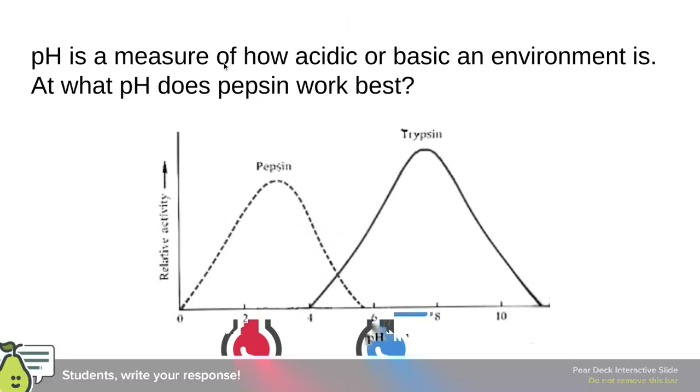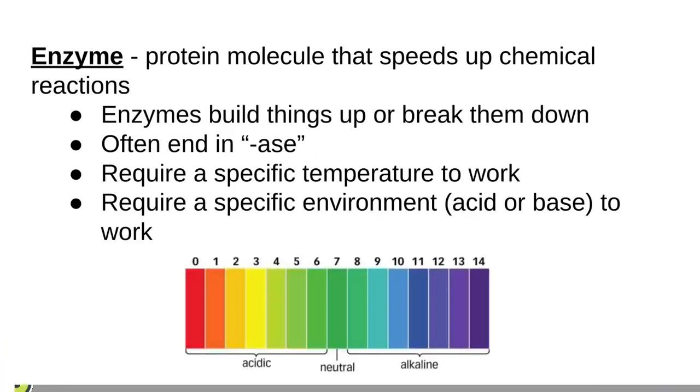Now, pH is a measure of how acidic or basic an environment is. So if we look, here are two enzymes. Pepsin, we learned about. Pepsin's in our stomach, and it helps digest proteins. So at what pH does pepsin work the best? Well, notice the activity is highest around 3. 0 to 7 is acidic. So 3 is pretty acidic here. So enzymes require a specific pH, an acidic or basic environment, to work the best. Again, they'll work at other pH levels, but there is an optimal or best pH level that they work at.